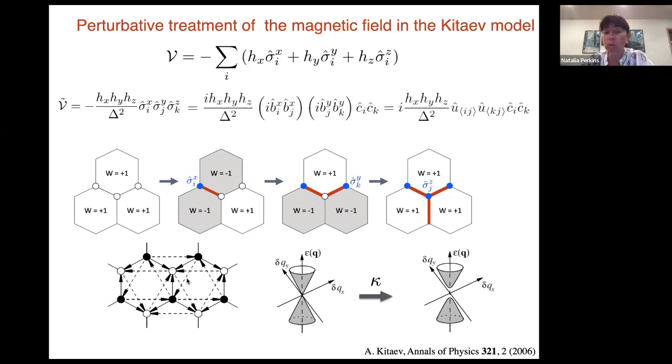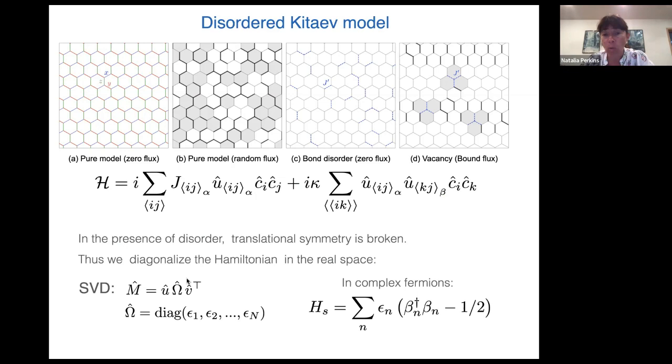Okay, so once we have a disorder, it's not a pure model anymore. We cannot solve this model in the momentum space because momentum is not a good quantum number, but the model remains exactly solvable in each of these flux sectors. And basically what we do, we diagonalize the Hamiltonian in the real space, and that can be done very straightforwardly using a singular value decomposition.